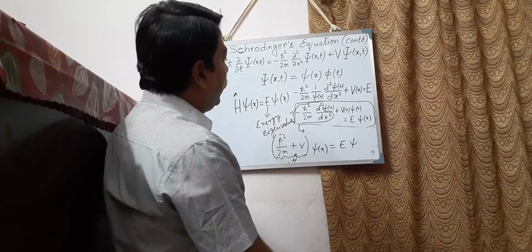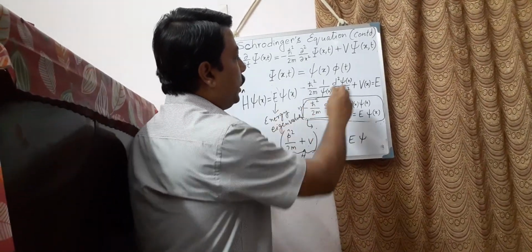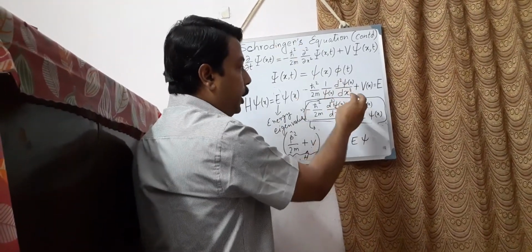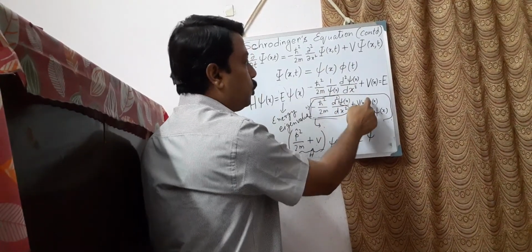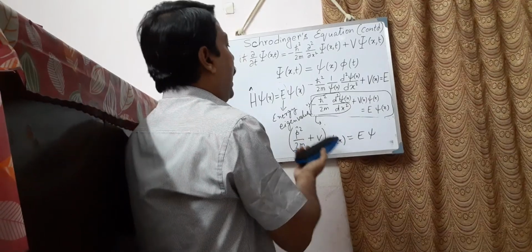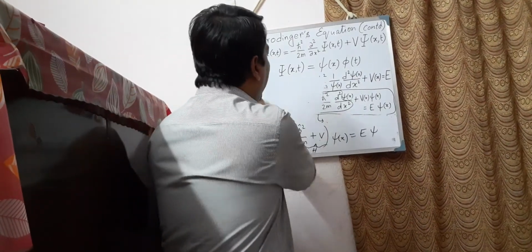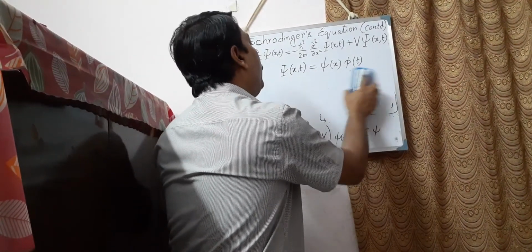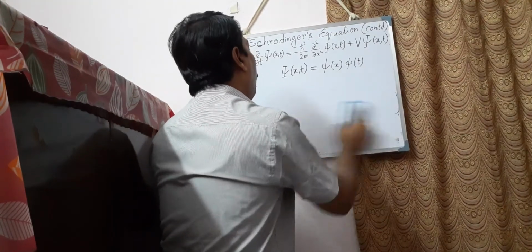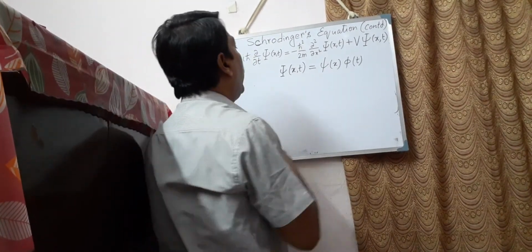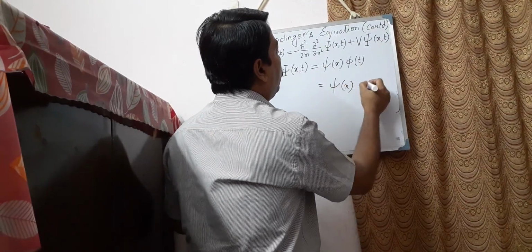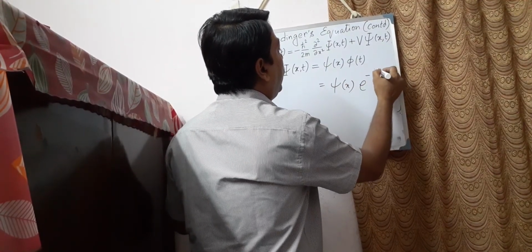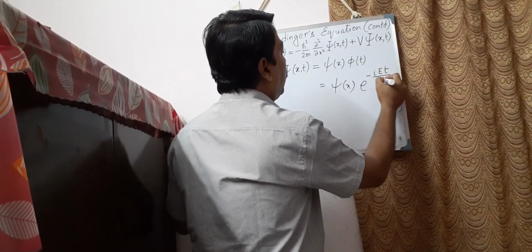So this is understood that if you know the potential now, then you will put the potential function in this equation and solve for this psi x, and whatever psi x you get, you will multiply it with phi t to get the complete wave function. So the complete wave function will be like psi x into e to the power minus i E t by h cut.